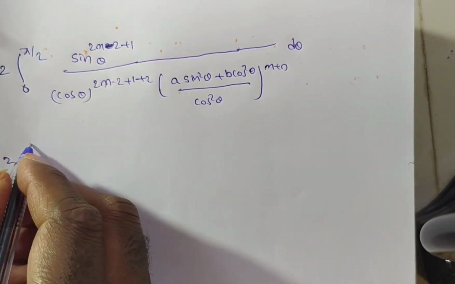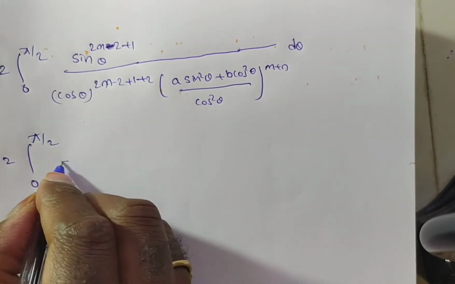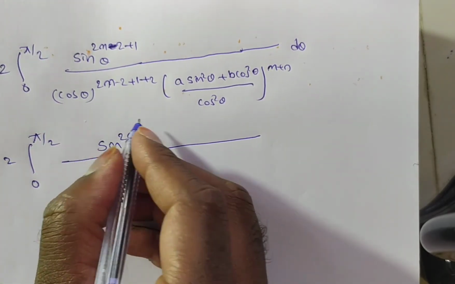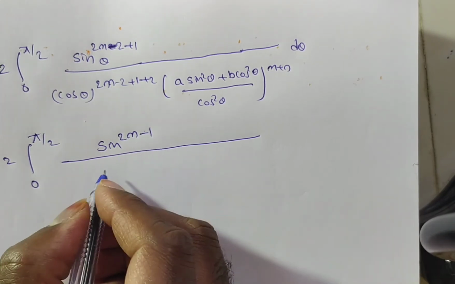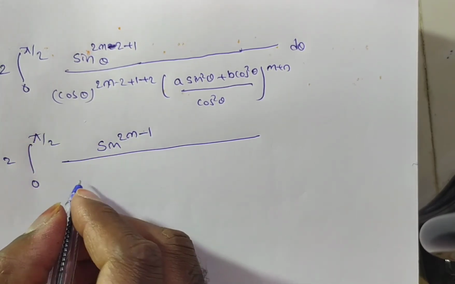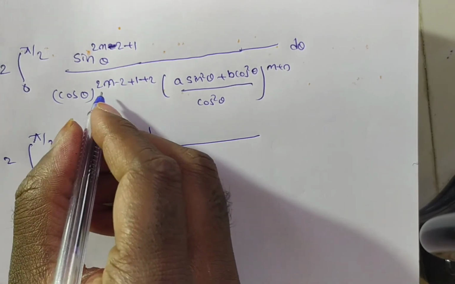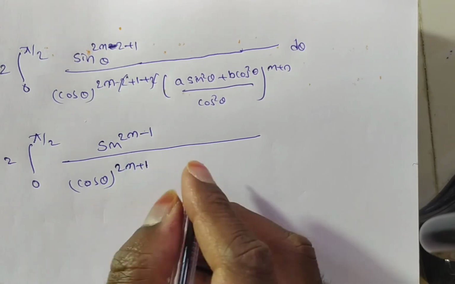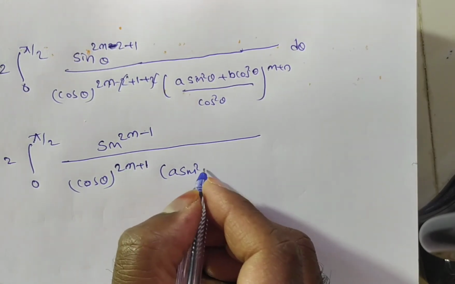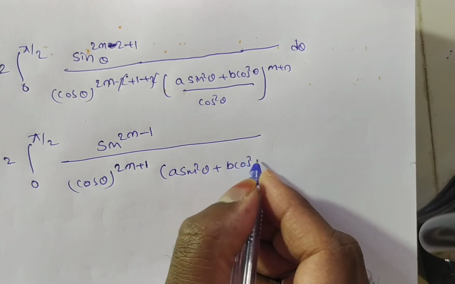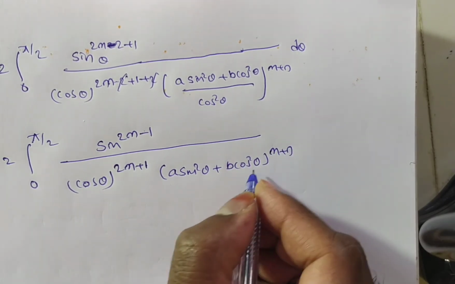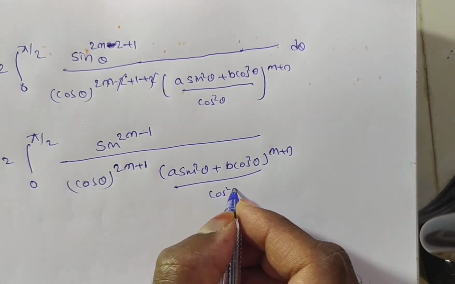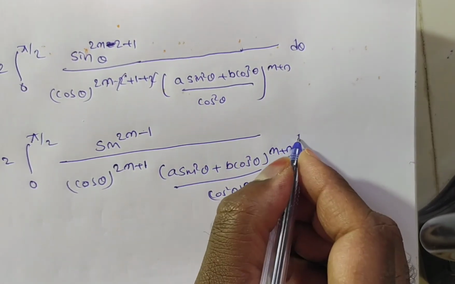Once again we are doing this one. You see, 2 times integral 0 to pi by 2. In the numerator you have sin to the power of 2m minus 2 plus 1, which is nothing but 2m minus 1, divided by cos theta power, how much you have? This is 2m minus 2 plus 2 getting cancelled. Then you will have 2m plus 1 into a sin square theta plus b cos square theta power m plus n, divided by cos square theta power m plus n. Can I write or not? Cos square theta power m plus n into d theta.